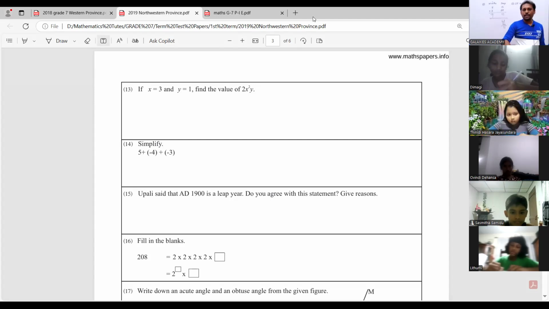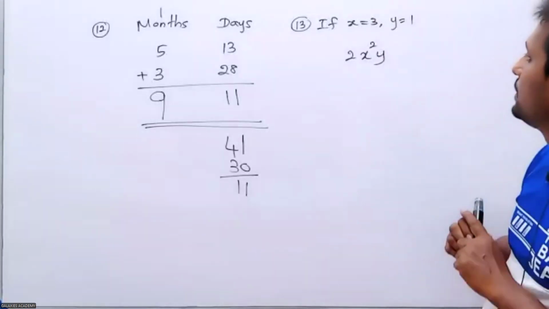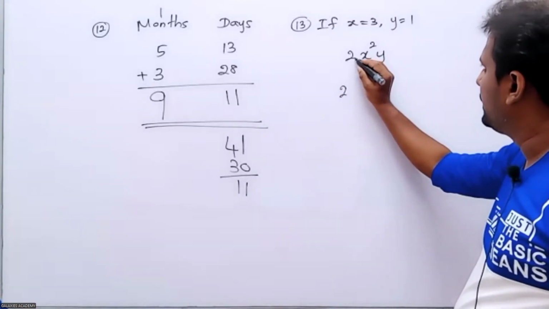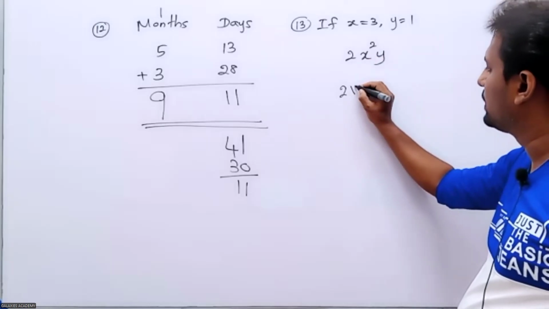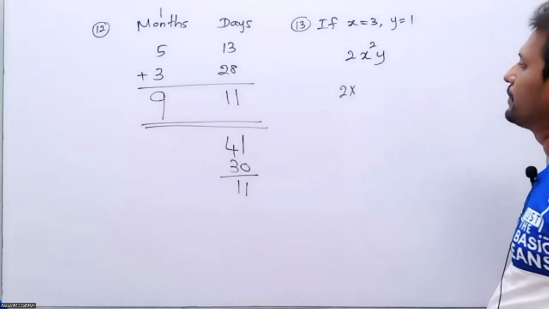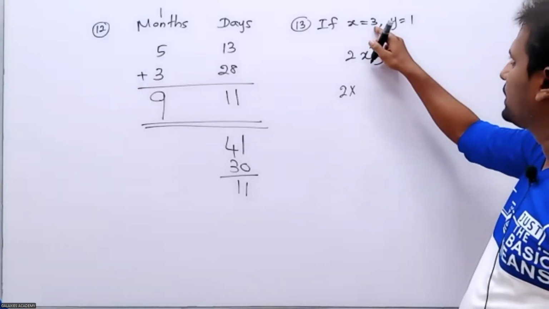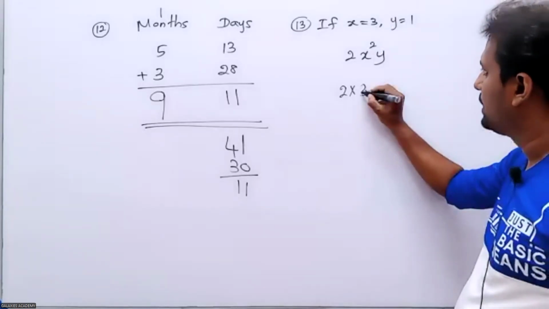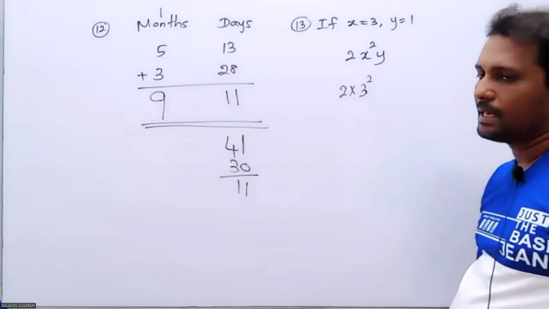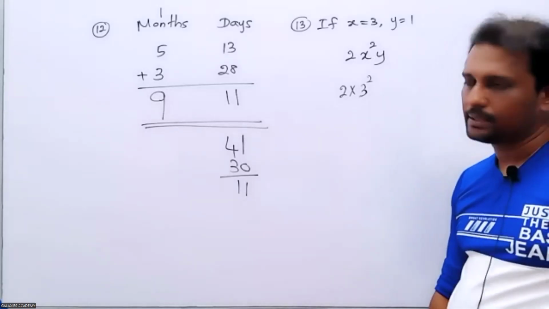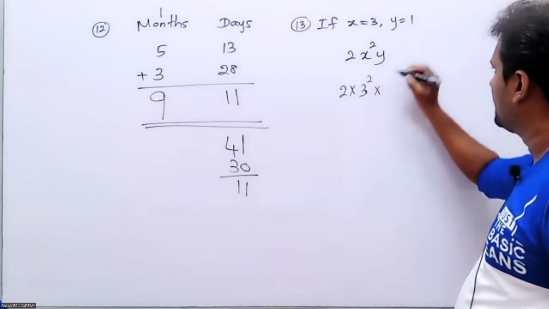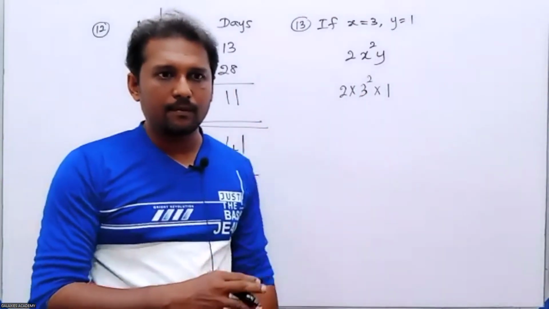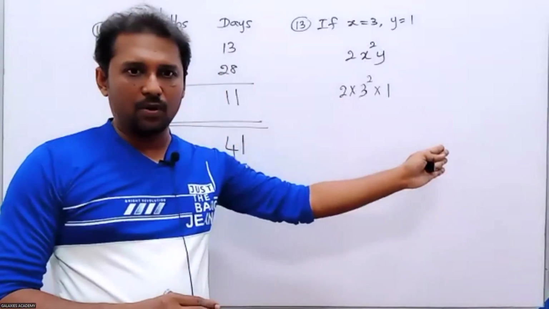You have to substitute the given values. How can you substitute? Between 2 and this x, you have to use the multiplication sign. The value of x is 3, so instead of x, I will write 3. x to the power 2, I can write as 3 to the power 2. Multiply y. y is 1. First, I substituted correctly.